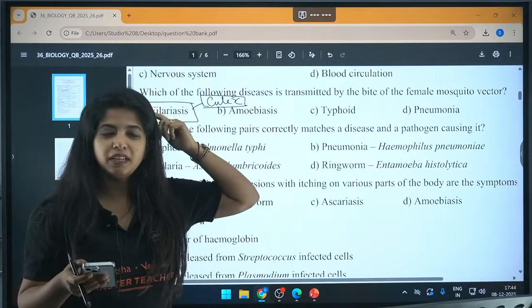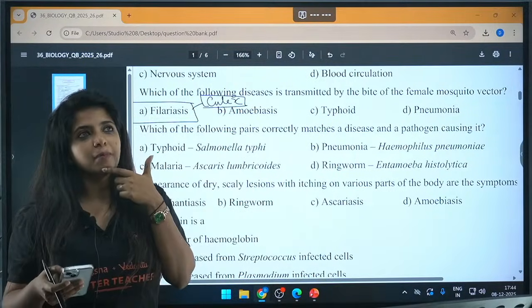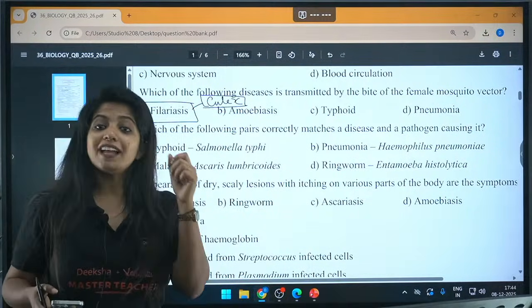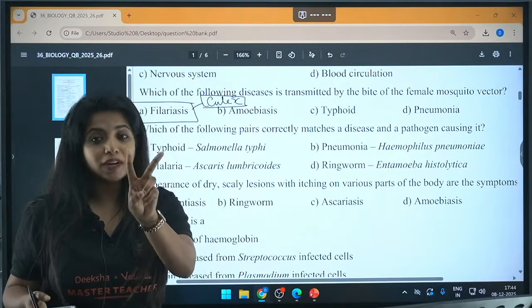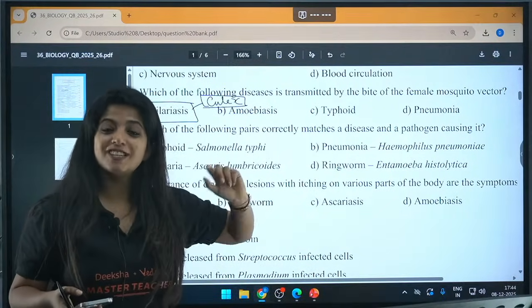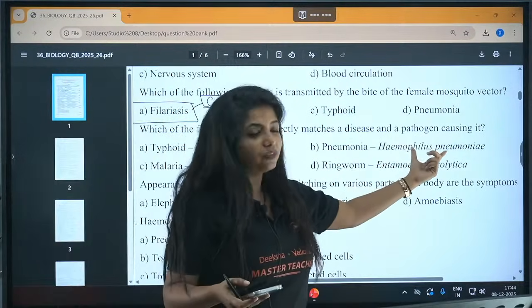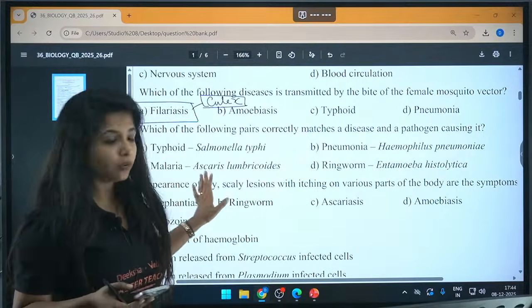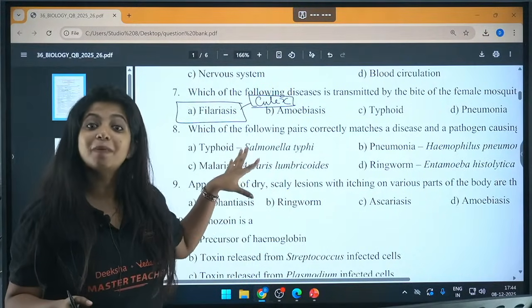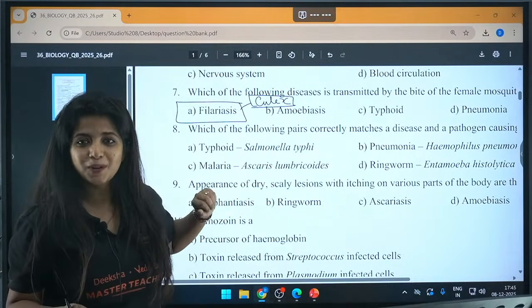Ma'am, I have a doubt. Pneumonia is caused by Haemophilus, but it is not pneumoniae, it is influenzae. Haemophilus influenzae and Streptococcus pneumoniae are the two types of bacteria that cause pneumonia. They have put both of them together to make you confused. Now, malaria is caused by Ascaris lumbricoides. No, malaria is caused by Plasmodium, not Ascaris lumbricoides.